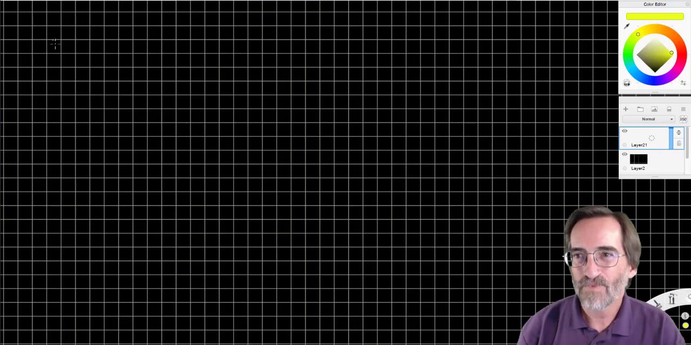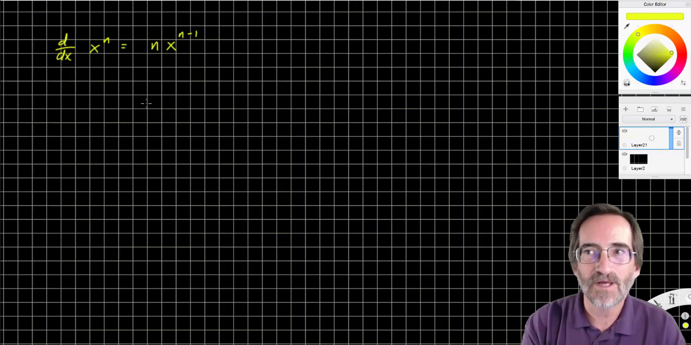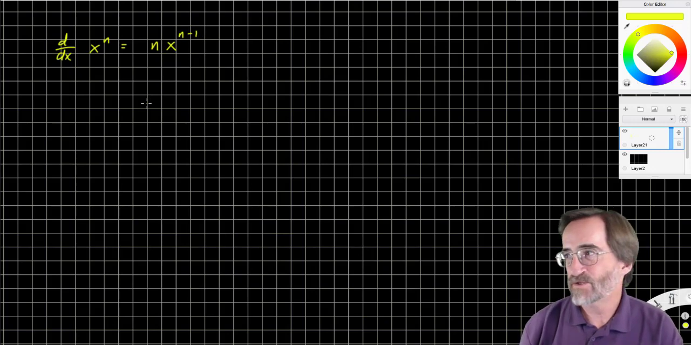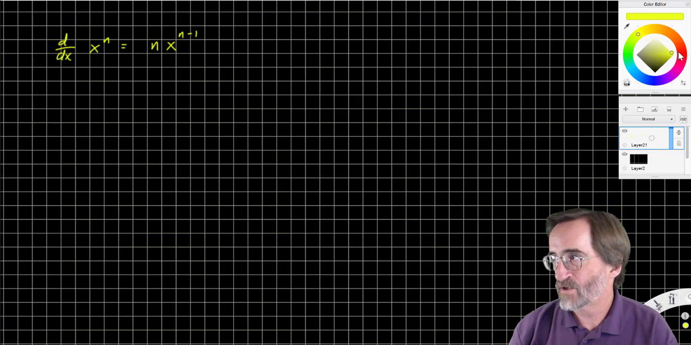First shortcut is known as the power rule. If I want to take the derivative of x to some power n, I take the power down in front and decrease it by 1. So the derivative of x to the n is n x to the n minus 1. Let me give you a couple of examples here.